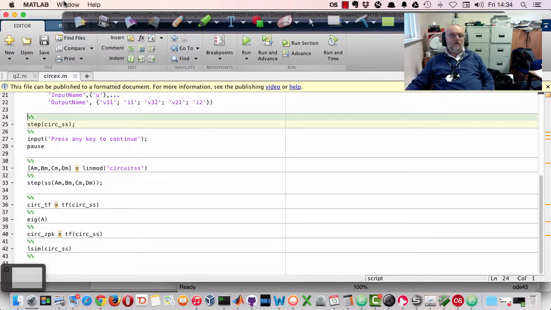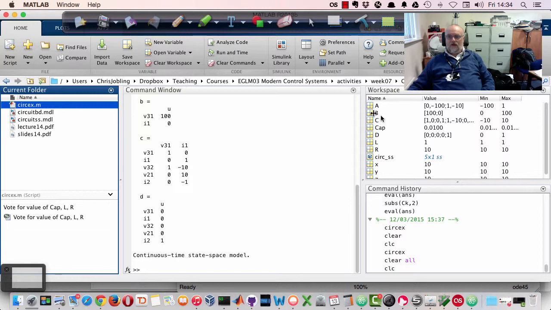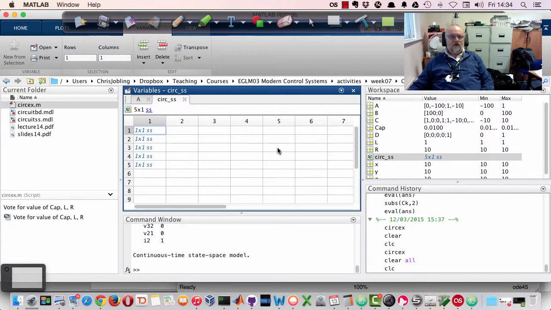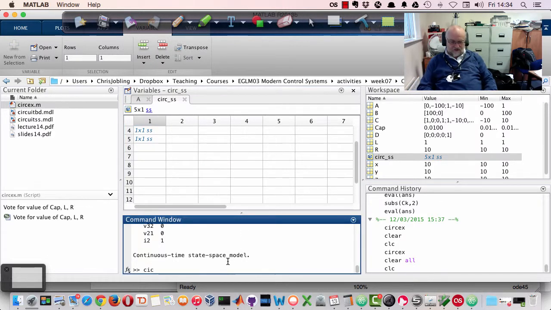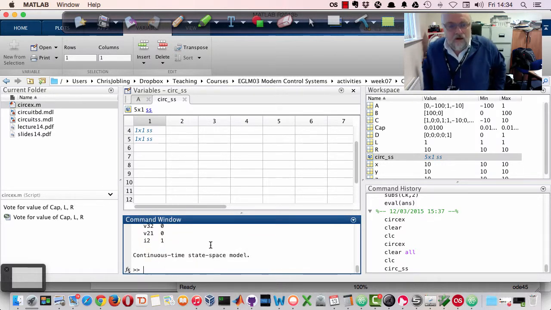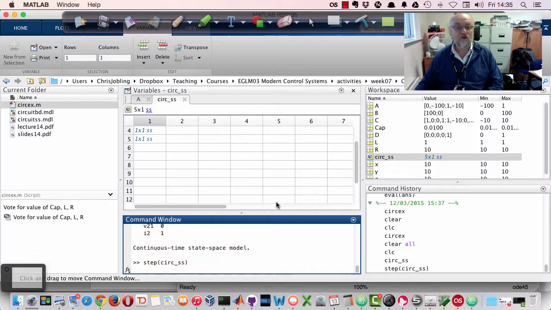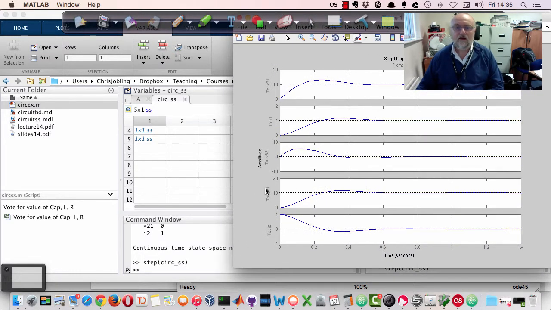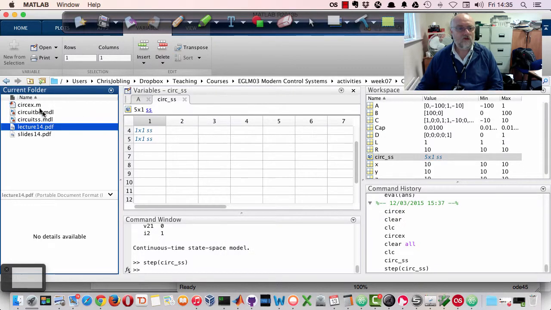We go to the other window in Matlab, and we can examine the A matrix. Or rather, sorry, the circ SS matrix. If we do circ SS in the command window, we get a fully documented model with all the voltages and currents labelled in the inputs and outputs, so that's quite nice. We can do things like step of circ SS to get the step response. And it shows you all the variables, so all the voltages, all the currents listed there, and so on.